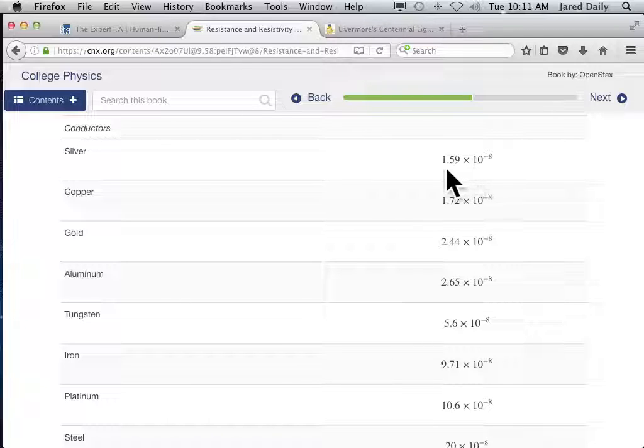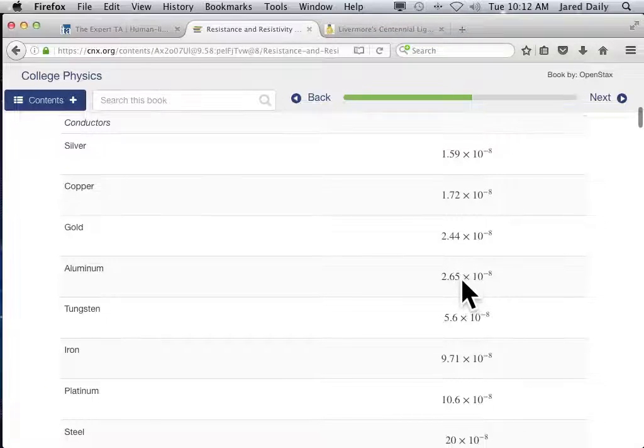Silver makes a great conductor. Its resistivity is 10 to the minus 8. It's very, very small. A resistor made with silver has almost no resistance. Same thing with copper, gold, and aluminum. They all have very, very low resistivities. 2.65 times 10 to the minus 8.